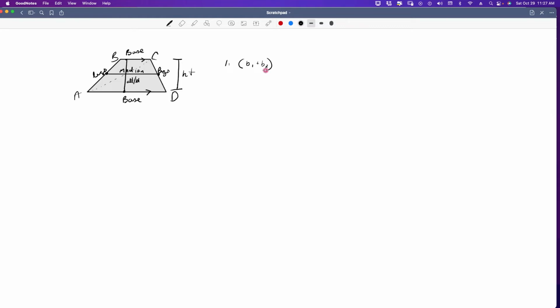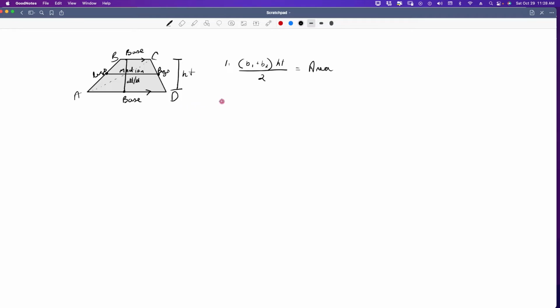times the height or the altitude, however you want to say it, divided by 2. So it's the same thing. Because think about our other formula has been base 1 times the height divided by 2 plus base 2 times the height divided by 2. You can see the similarities there, right? We're dividing the height by 2. We're just adding these two together. So base 1 plus base 2 times the height divided by 2 is the same thing as doing those two separate triangles. So that gives you a little bit of a shortcut in calculating the area of a trapezoid.